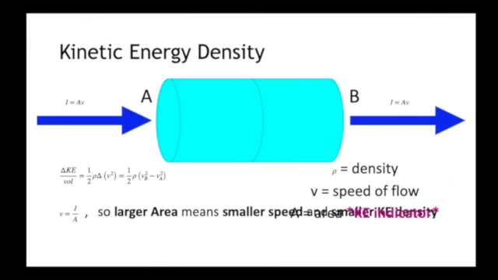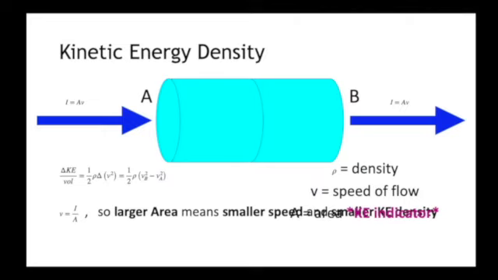Kinetic energy density happens when the area changes, right? So our indicator for potential energy is height difference. If the pipe goes up or down, or any of the fluid goes up or down, that's the indicator. Our indicator for kinetic energy density is the area. We know that kinetic energy density is calculated as 1/2 rho v squared, or 1/2 rho delta v squared.